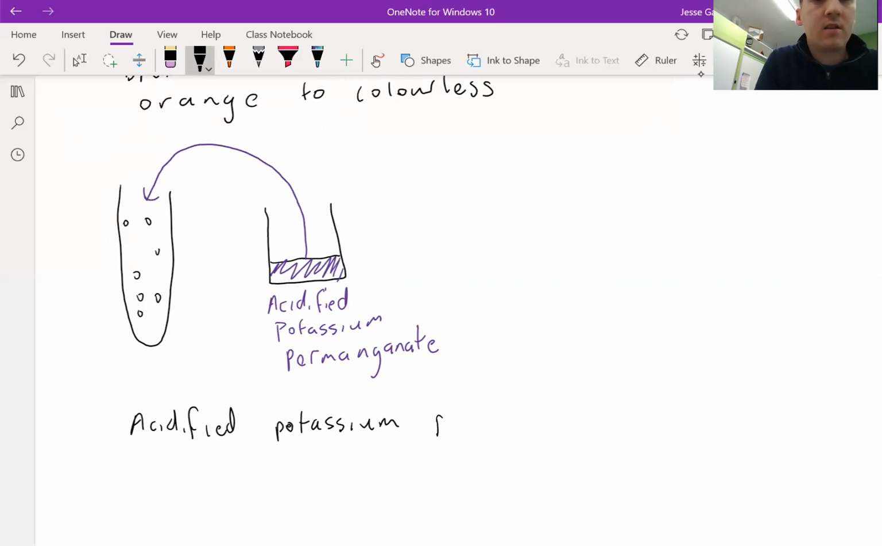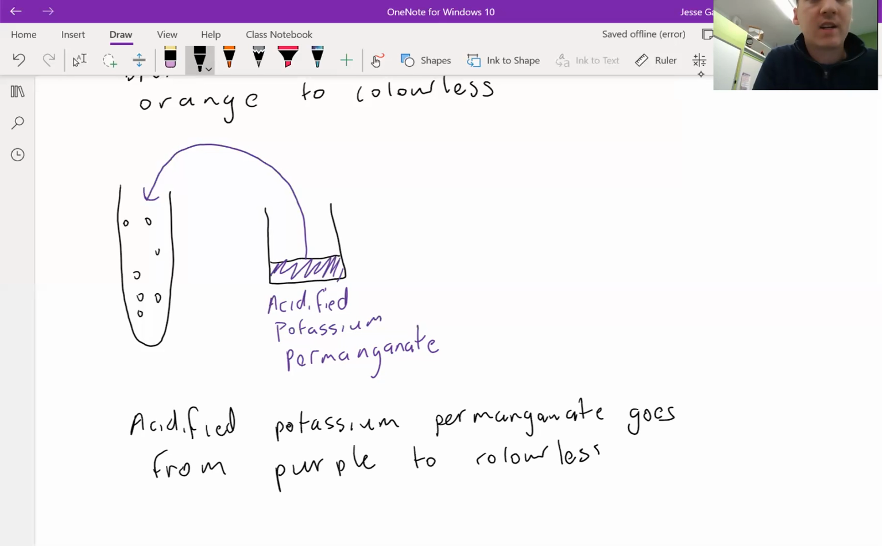Potassium permanganate goes from purple to colorless. Again, this only happens when it reacts with an unsaturated compound. If it reacts with any other compound that's not unsaturated, this color change won't happen. It will stay purple. So that's why it's a useful substance to use if we want to test to see if there's an unsaturated compound present. If we put in the potassium permanganate, then it will change from purple to colorless.